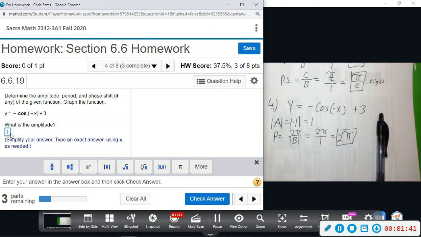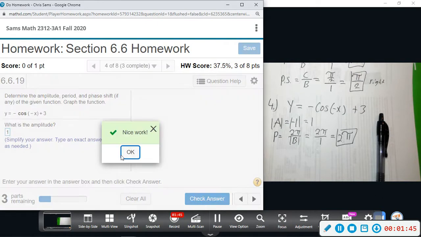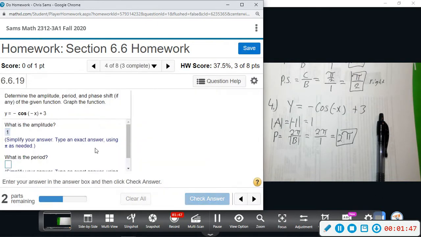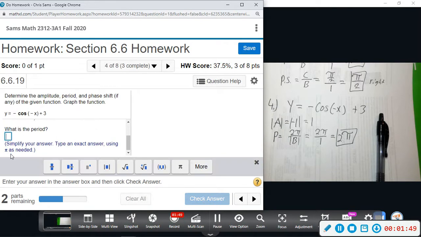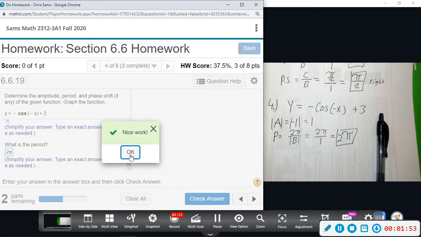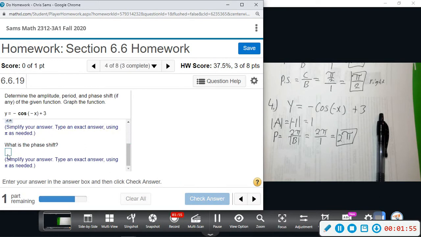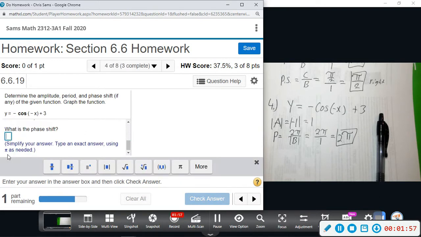Alright, so same thing for that. They just want to know the value. Period is still 2 pi because b is 1. Those are the best case scenarios. Phase shift, there is none.